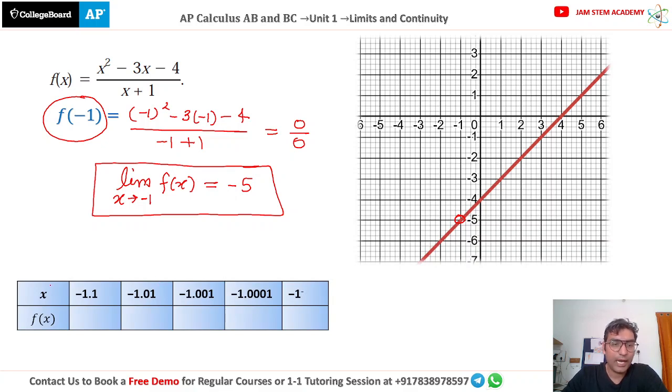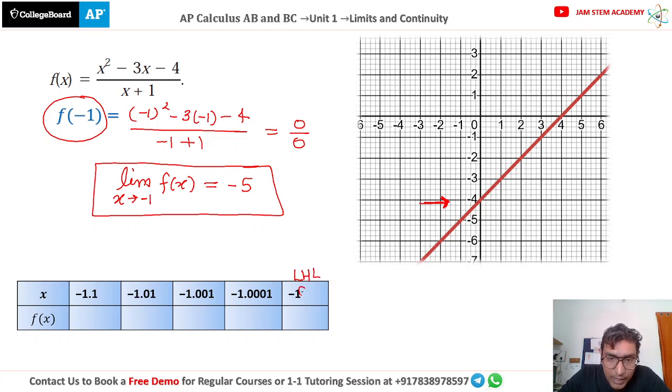Consider this. I'll take different values of x, and let's find the value of y. Here I'm starting from negative 1.1, and you see I'm approaching towards negative 1. If you keep zooming in here, I'm starting from this side, moving towards negative 1. So I'm starting from the left side, and the value that I'm going to get from here will be our left hand limit. So this value will give me the left hand limit at minus 1.